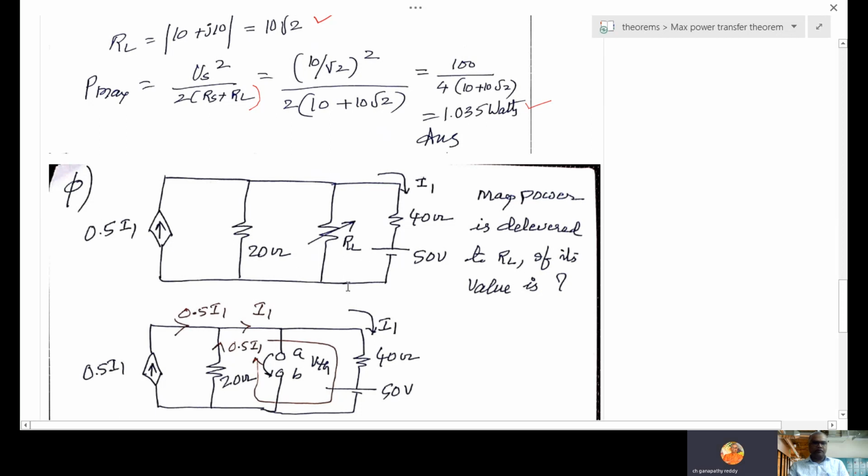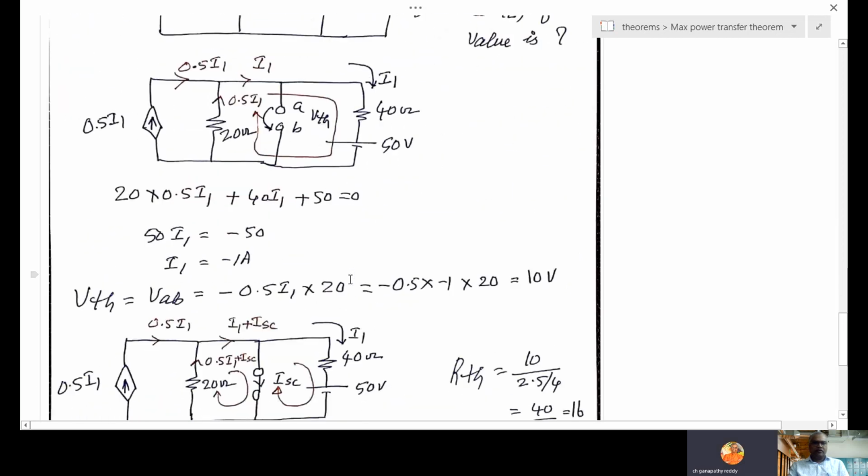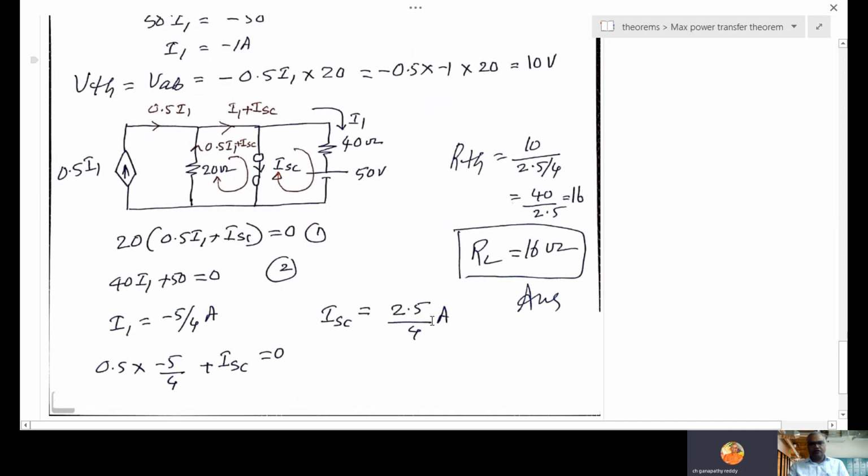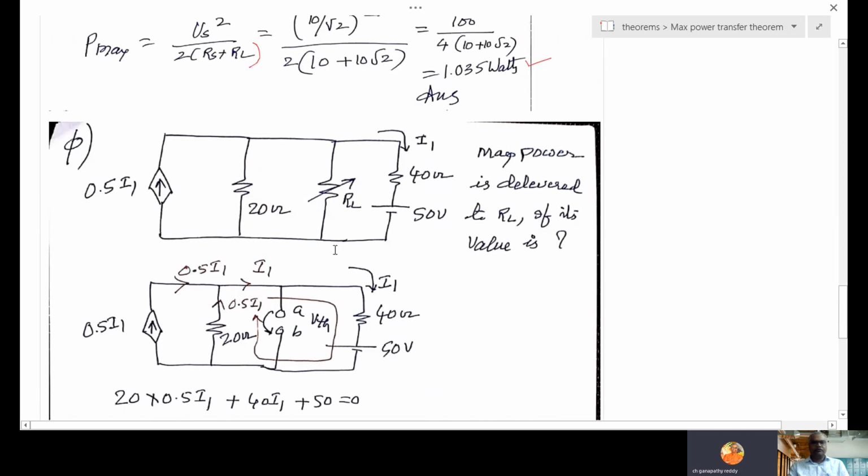This is another problem, and I solved it in detail. You can go through it later. Here RL is variable and there is 0.5 I1. So depending on this, for what value of RL is maximum power transferred? So it comes under Thevenin's second category. This is an independent source, this is a dependent source.